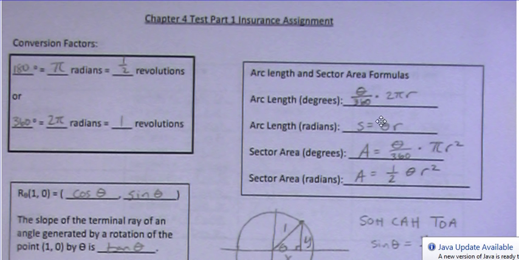Okay, so let's start talking about this review assignment. Let's start with the conversion factors. There's two that you should know. First of all, you should know 180 degrees is the same as pi radians or half a revolution. And also that 360 degrees is the same as 2 pi radians or 1 complete revolution.